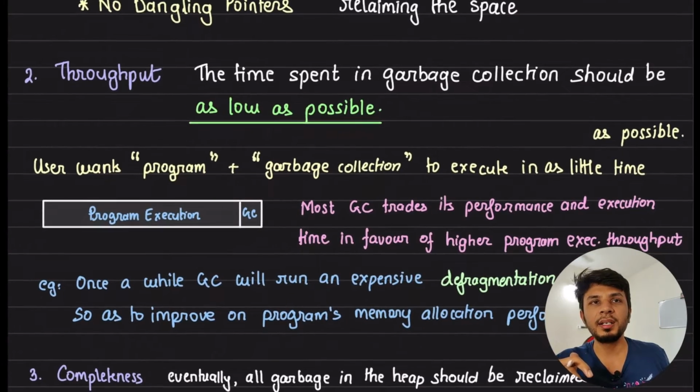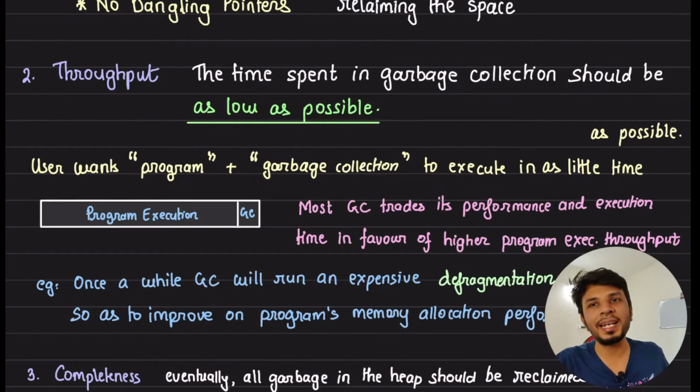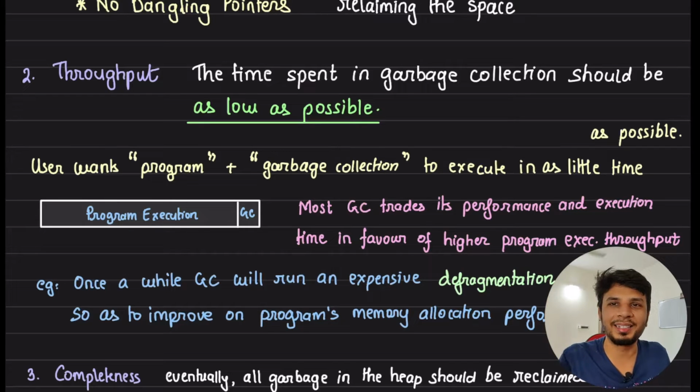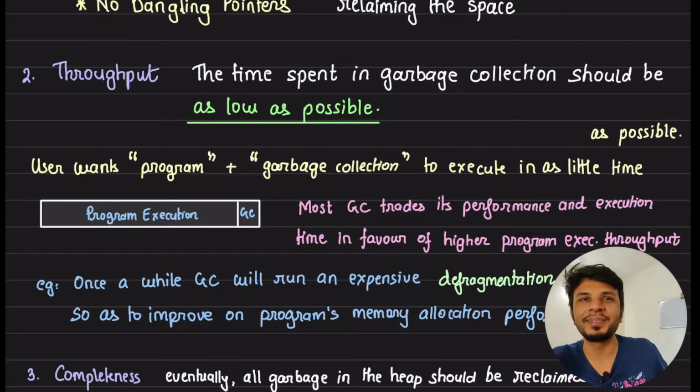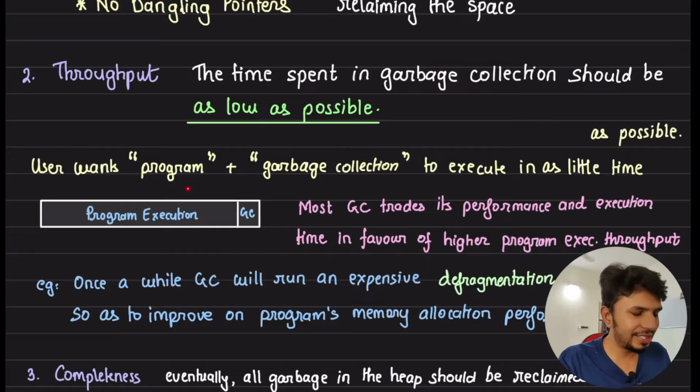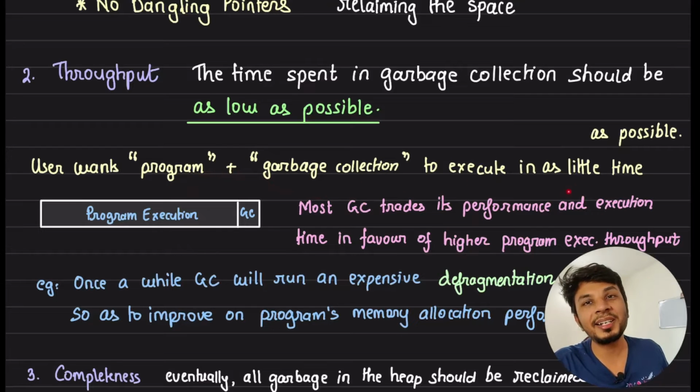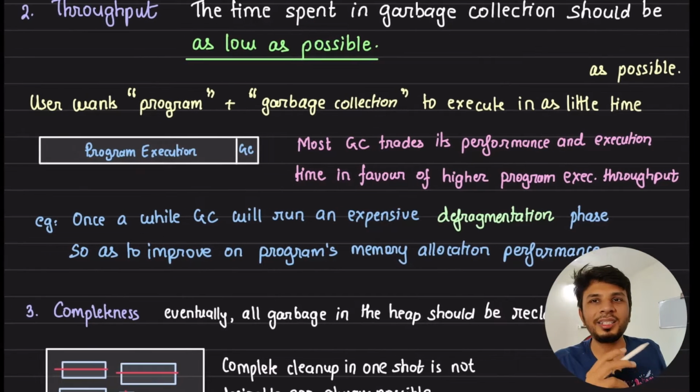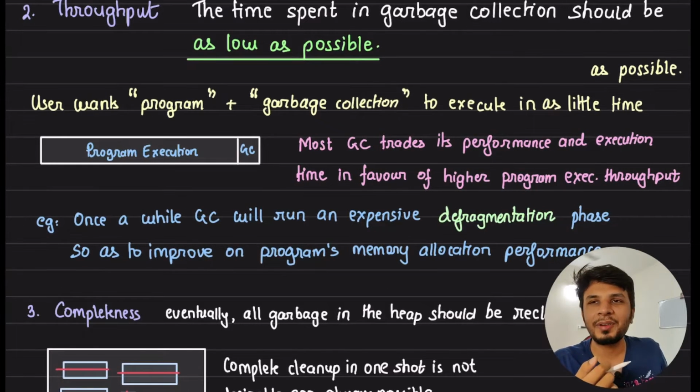The second one is throughput. Obviously, everyone wants the time spent on garbage collection to be as low as possible. No one wants their garbage collection to go for hours. Obviously it does not, but no one says that. So everyone wants our program and garbage collection to execute in as little time as possible. That's a very, very shrewd requirement. Right?